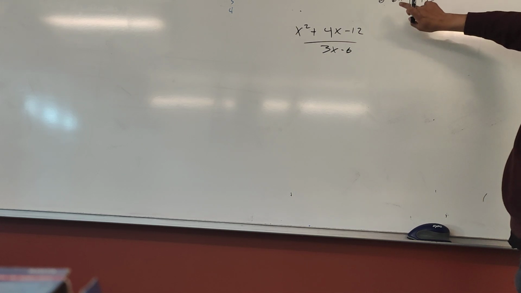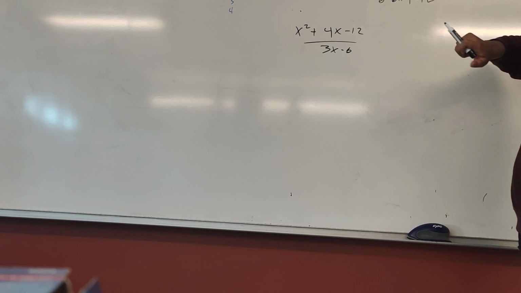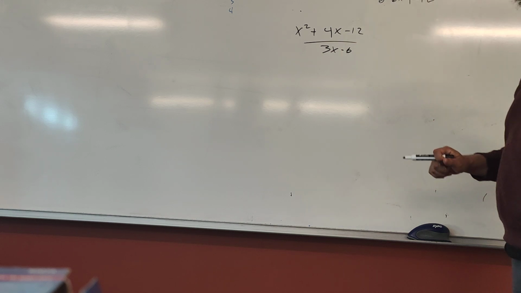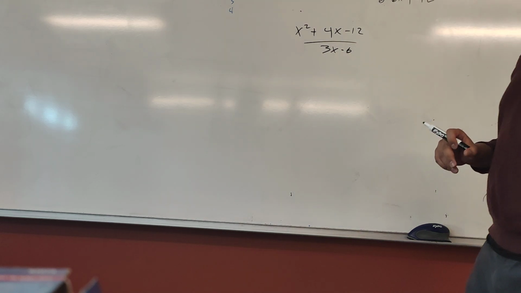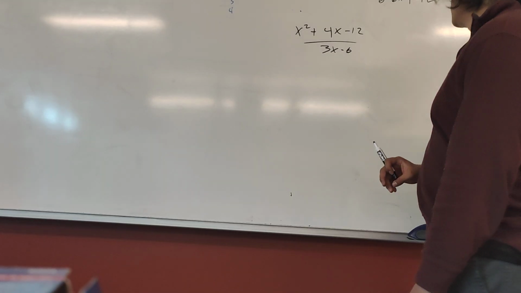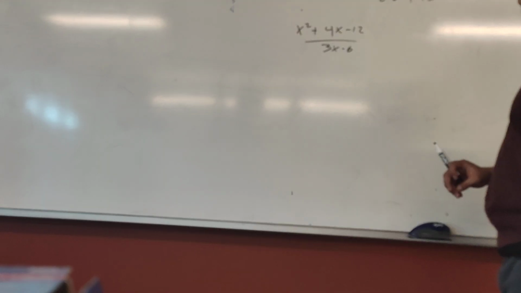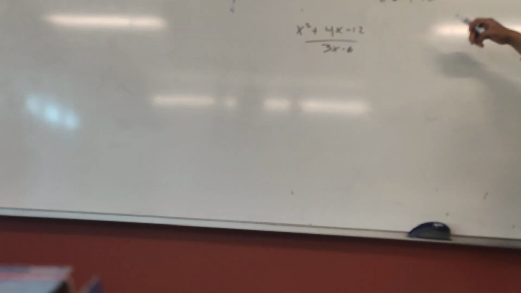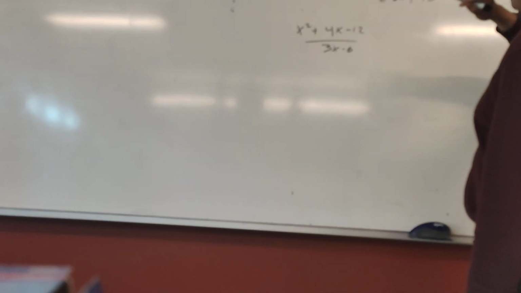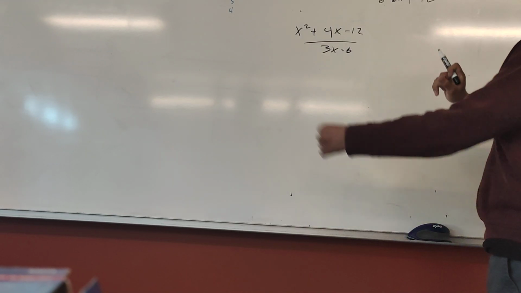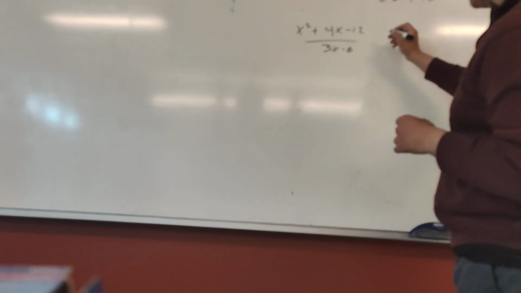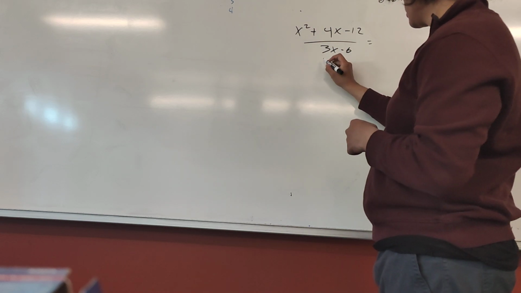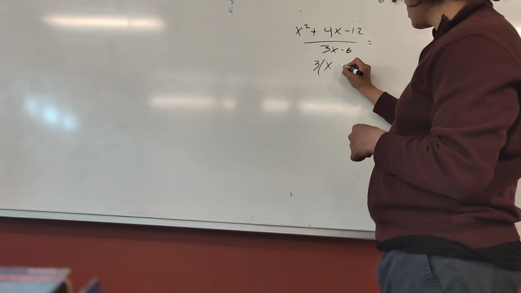So you're adding up the linear terms, the x's, basically. That results in 4x. So here, we can just factor out down here. We can remove a 3, basically. Minus 2x.